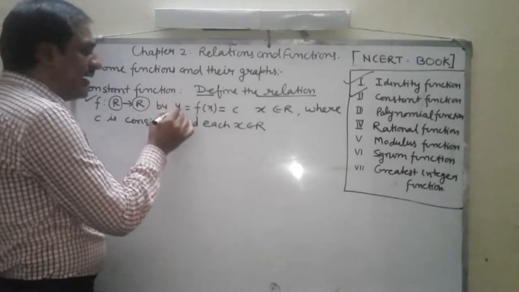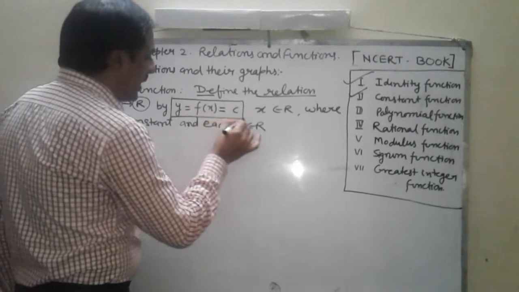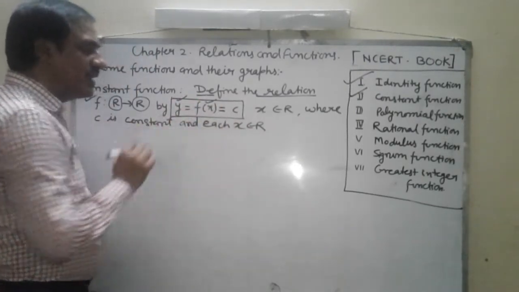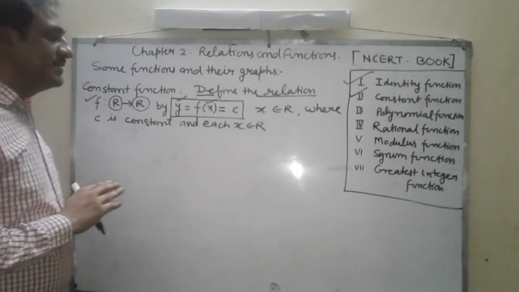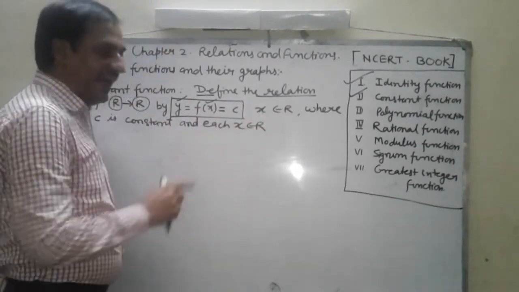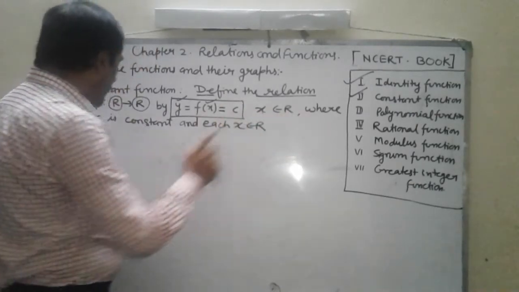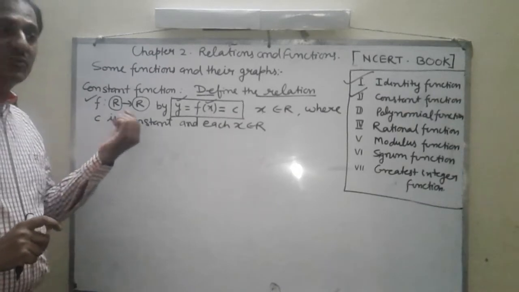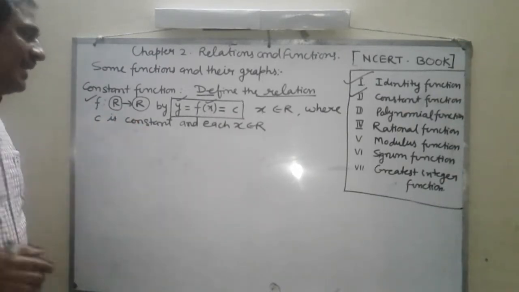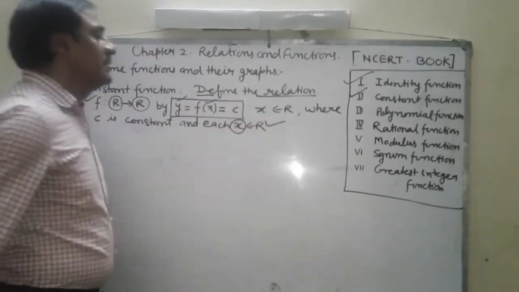y is equal to f of x equal to c. Y and f of x are both the same. Here x belongs to the real numbers, which means the domain belongs to the real numbers. Where c is a constant term, and each x belongs to the real numbers.